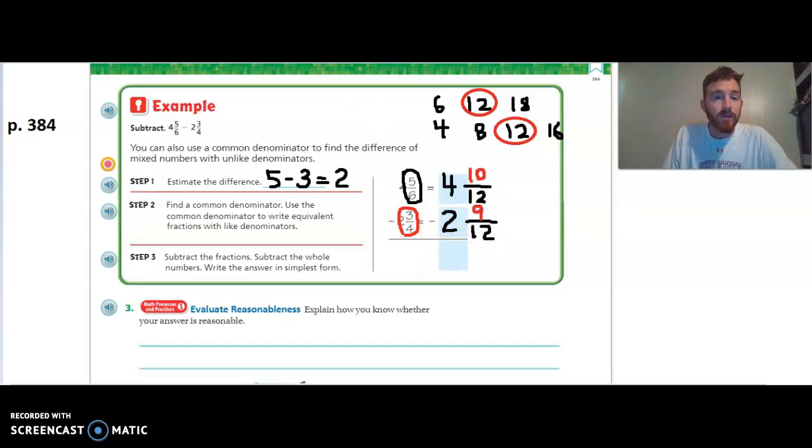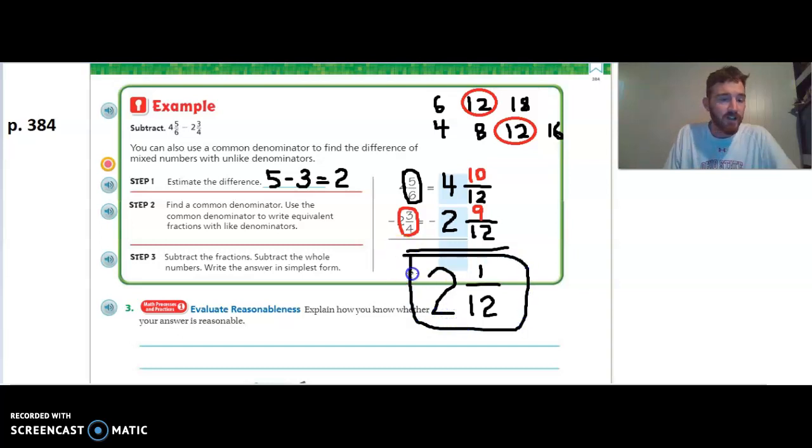Okay. Now again, remember we are subtracting to find our answer here. So now we're going to subtract the fractions. Step 3: subtract the fractions. We want to start with that 10 twelfths minus 9 twelfths. That leaves us with 1 twelfth. And 4 minus 2 whole parts would give us 2 whole parts. So this is going to be our answer here, 2 and 1 twelfth.